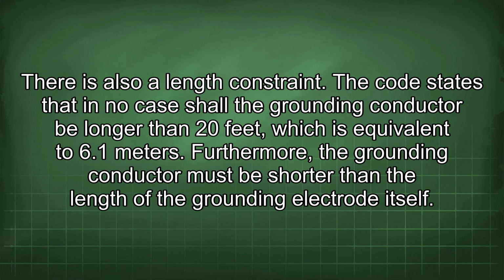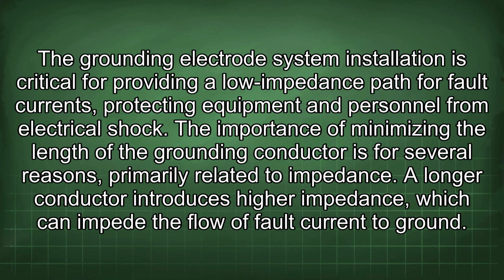The code states that in no case shall the grounding conductor be longer than 20 feet, which is equivalent to 6.1 meters. Furthermore, the grounding conductor must be shorter than the length of the grounding electrode itself. The grounding electrode system installation is critical for providing a low impedance path for fault currents, protecting equipment and personnel from electrical shock. The importance of minimizing the length of the grounding conductor is for several reasons, primarily related to impedance. A longer conductor introduces higher impedance, which can impede the flow of fault current to ground.